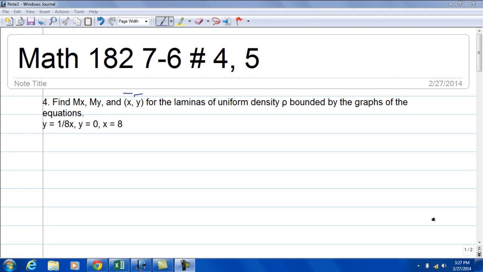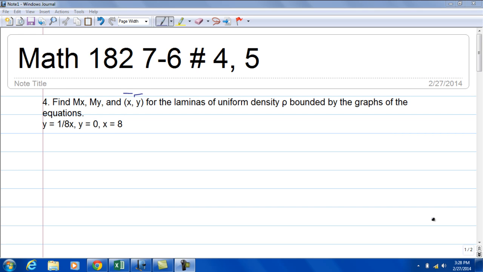Okay, let's do some problems here from 7-6. These are numbers 4 and 5 from the online work, and that corresponds to numbers 13 and 17 in the book. So we're going to find Mx, My, and x bar, y bar. So the moment about the x-axis and y-axis, and center of gravity for the lamina of uniform density, not lambda, rho, bounded by the graphs of the equations y equals 1/8 x, y equals 0, and x equals 8.